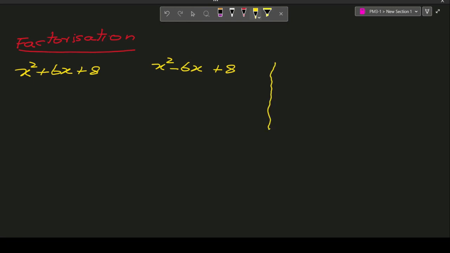We have to see what is the constant and what is the coefficient of x square. So it is 8, and the coefficient of x square, there's nothing written here. That means the coefficient of x square is 1. So 8 ones are 8. So we have got 8.